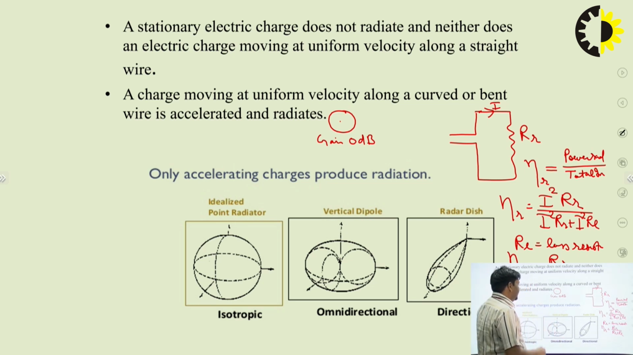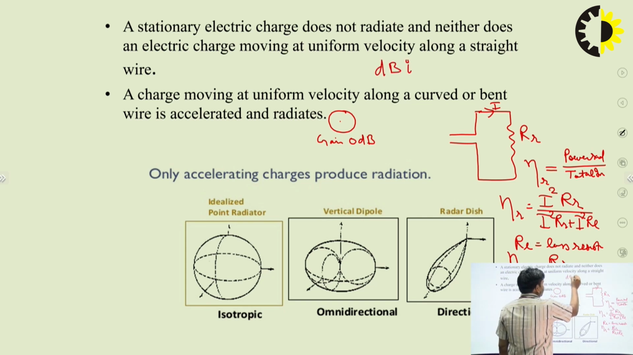So in this case, if we measure the gain of any antenna, which is isotropic, omnidirectional, or directional, we calculate the gain with respect to the isotropic antenna having a gain of 0 dB. For any practical antenna, we have to calculate the gain in terms of dBi, which is the decibel with respect to the isotropic antenna.